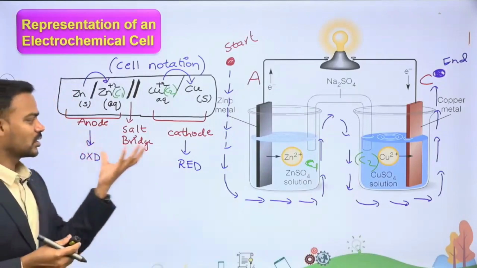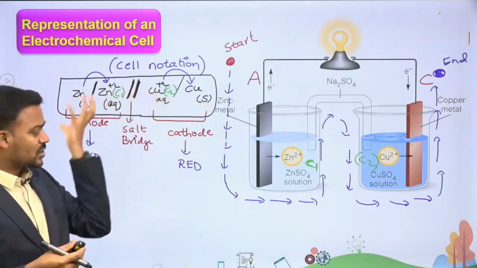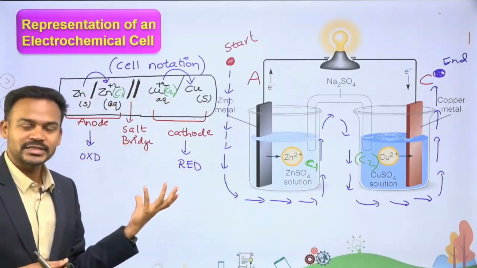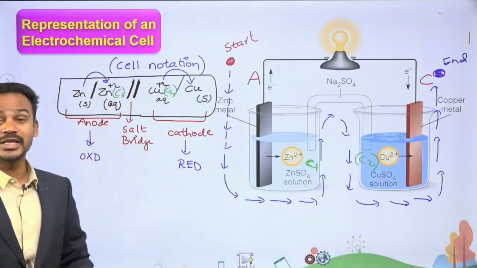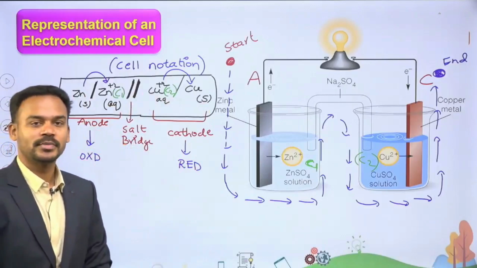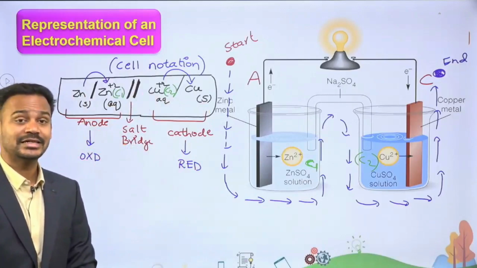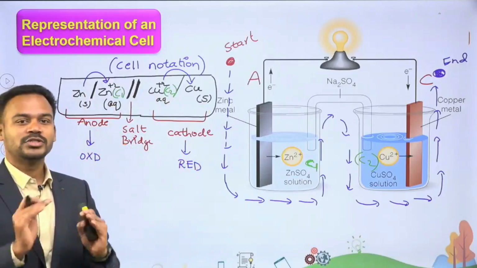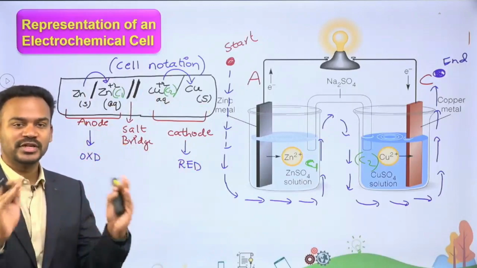What is anode, what is cathode, what are their concentrations, and what is oxidation and what is reduction? I hope it is clear, guys. Any doubts from your side, please let me know. I hope you are following me. So till here it is clear. Very, very important topic. I would say the most important topic of this entire chapter.